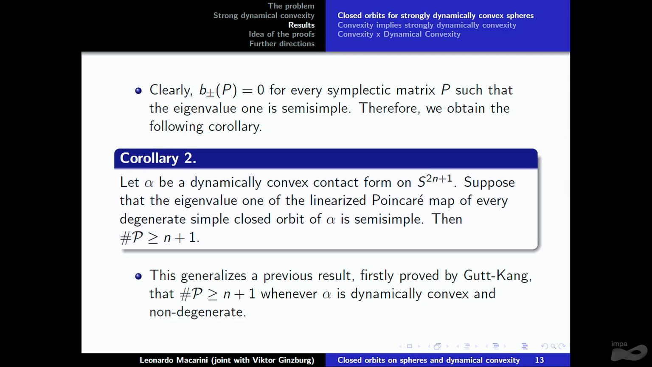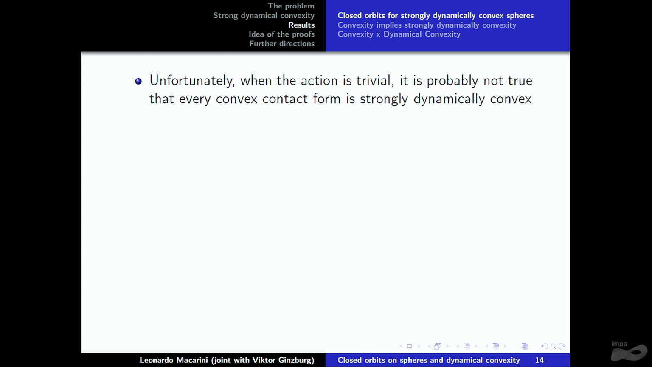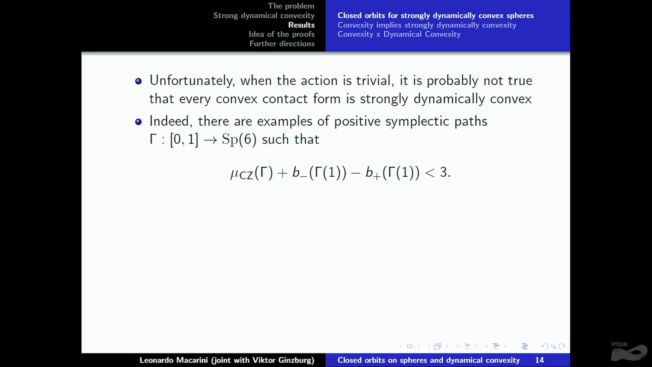More questions? Well, of course, you can ask if it's true that when the action is trivial, every convex contact form is strongly dynamically convex. I don't have a counterexample, but I strongly believe that's not true. In fact, there is a kind of linear example, which is the following. There is a positive symplectic path in R^6, okay? So positive in this sense, such that you have this inequality.